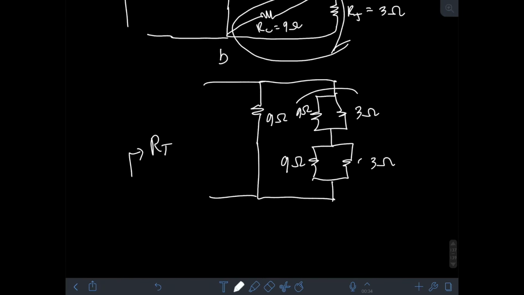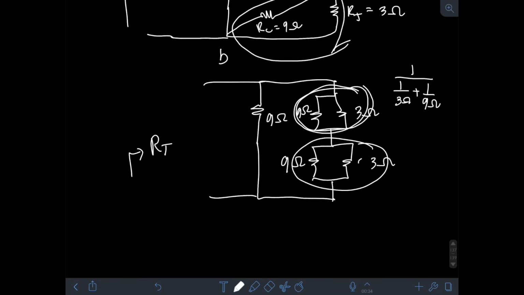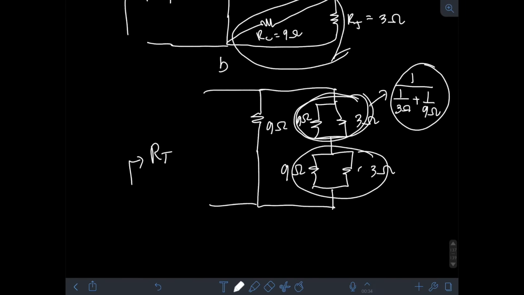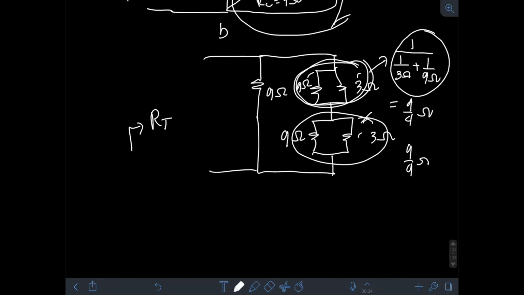So simplify this first. Parallel resistors, right? So what is the formula? 1 all over sum of the reciprocals, right? So this resistor is equivalent to this value. So what is that value using calculator? So this is actually equal to 9 over 4 ohms. So this pair of resistors have also equivalent value of 9 over 4 ohms, right? Because they have the same value of 9 and 3 ohms.